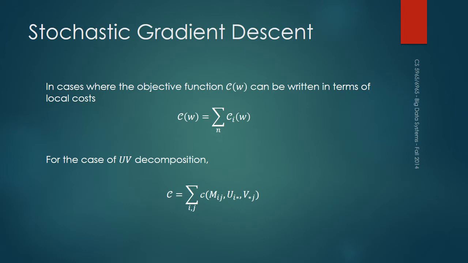In the case of the UV decomposition, we can decompose our cost function as a summation over ij. I'm using a double index, but you can just go over all non-blank entries of matrix M. That's the data that we have in terms of a cost function which uses Mij, right? The particular data entry, and the corresponding rows of U and V on which this depends, right? Because of the nature of the matrix multiplication, Mij only depends on the ith row of U and the jth column of V.